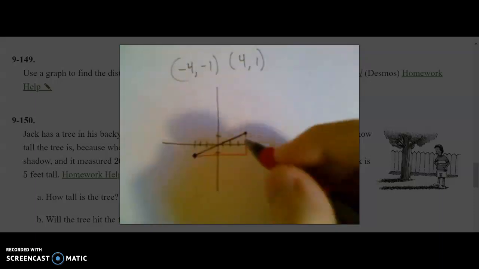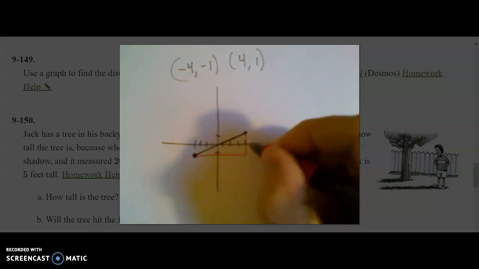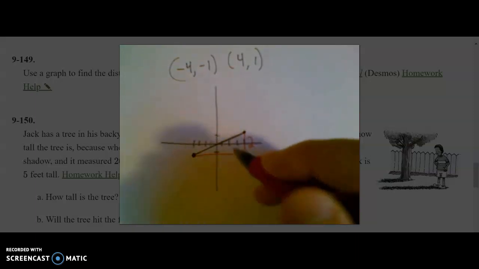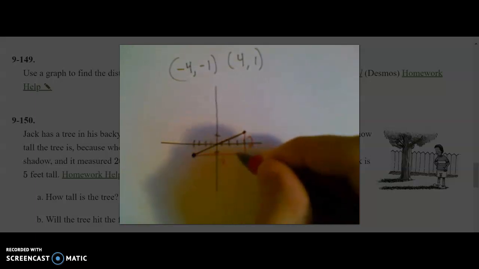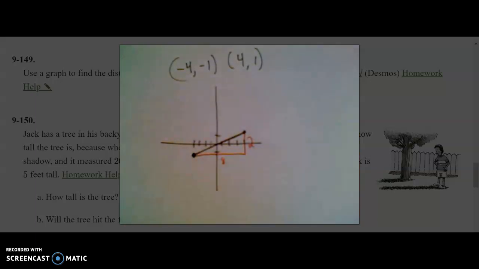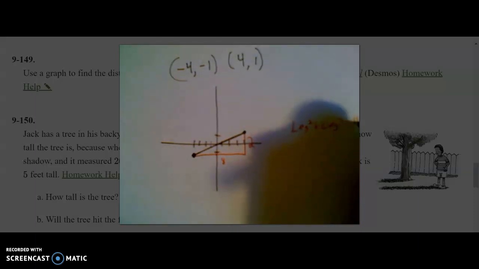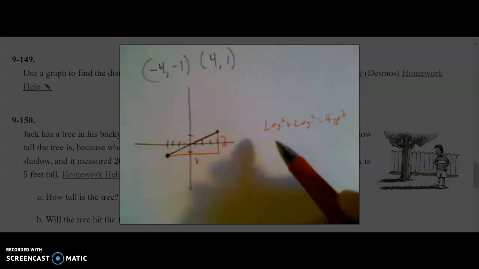Now I'll measure the height of this triangle that I just made. It has a distance of 2 units, 1, 2. The width of this triangle has a distance of 8 units, because it's 4 units to get here and another 4 units over here. And then I apply the theorem. Leg squared plus leg squared equals the hypotenuse squared. And I throw my measurements in.